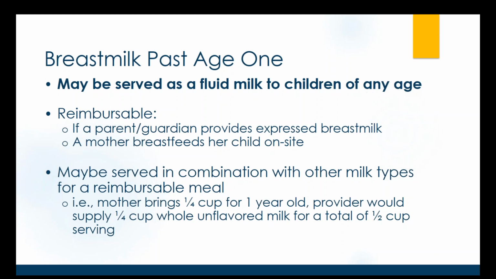If a parent or guardian provides less than the minimum serving size, you must make up the difference by serving milk of the appropriate fat content for the meal to be reimbursable. For example, a parent brings 1/4 cup of breast milk for her 1-year-old child. The minimum serving size for this age group is 1/2 cup. Therefore, you would need to provide an additional 1/4 cup of whole, unflavored milk for a total of 1/2 cup to make up the difference in order for the meal to be reimbursable.